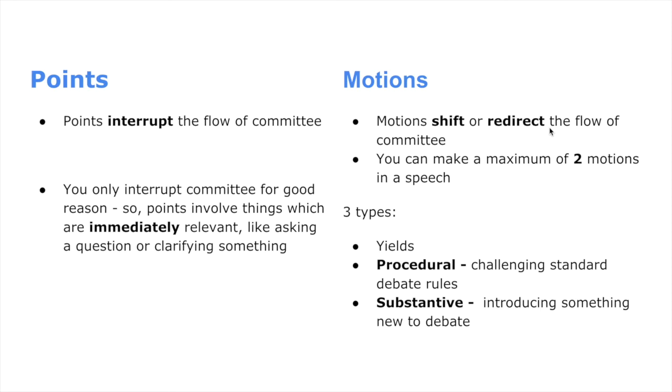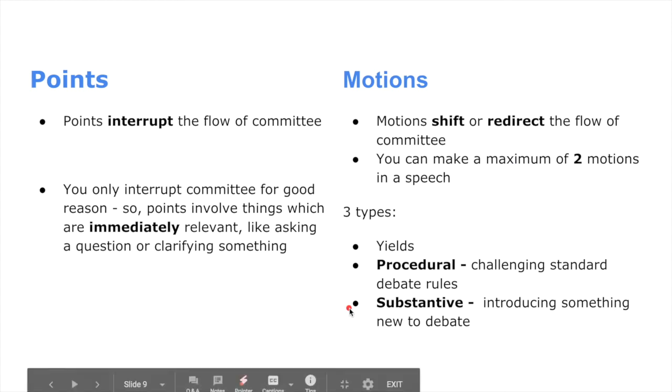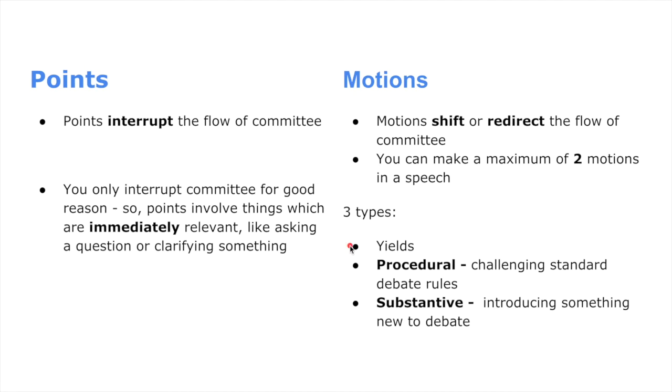Then there are motions, and first we can go over the types, because I think that helps better illustrate what motions are. So the first one we've already covered in the last video. These are yields. So with a motion, you're shifting or redirecting the flow of committee because you are shifting your time, right? You're yielding time to the author's summation. You're yielding time to the chair. You're yielding time to a fellow delegate. Or you're asking questions. So again, thinking about the theoretical basis of a motion, you are changing the normal course of events in debate.